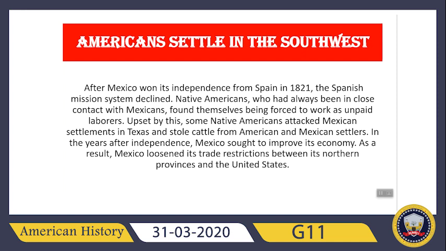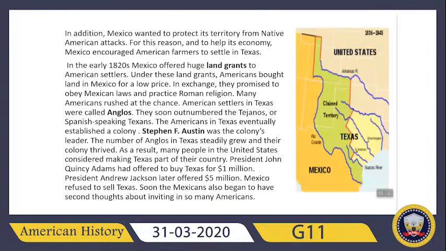As a result, Mexico loosened its trade restrictions between its northern provinces and the United States, in order to improve its economy. Besides this, Mexico also wanted to protect its territory from Native American attacks. For this reason, and to help its economy, Mexico encouraged American farmers to settle in Texas. So these were the two main reasons: to help its economy and to protect its territory.